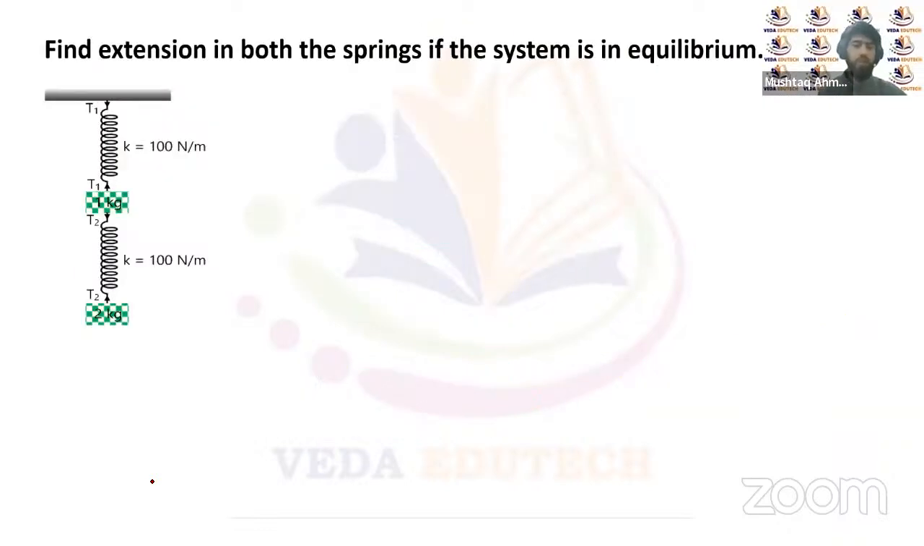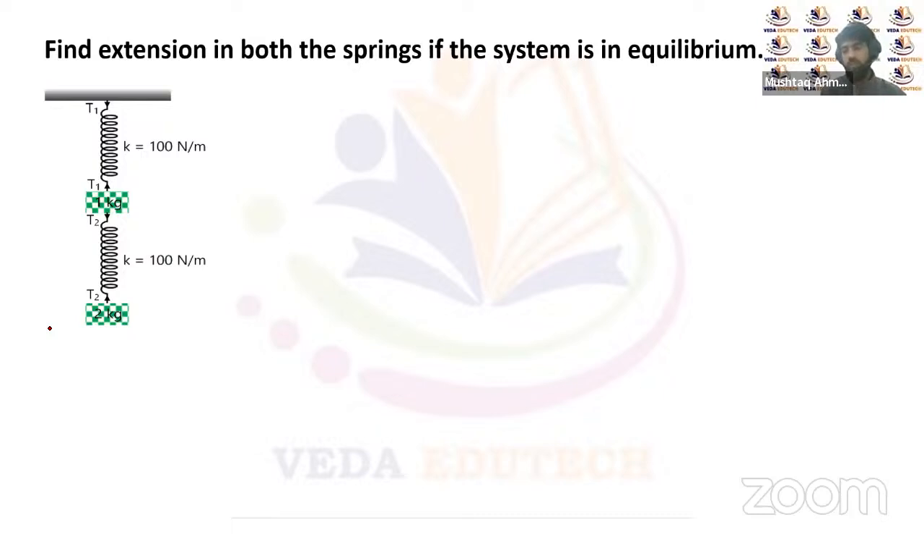So let's try to solve this question here. You can see here we have two springs connected. One spring is connected to the block of mass 1 kg, and another spring is connected to the block of mass 2 kg. Now the question is to find the extension in both springs if the system is in equilibrium. So we have to find the extension in both the springs when the system is in equilibrium.